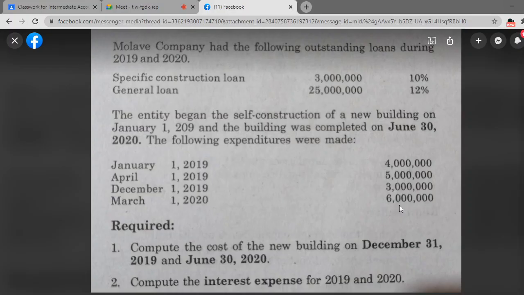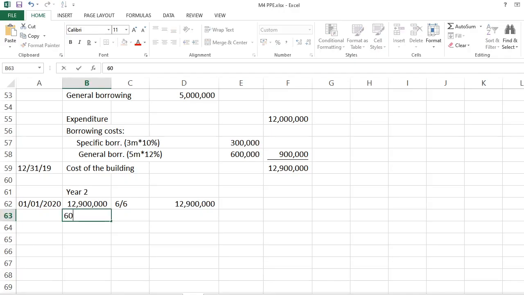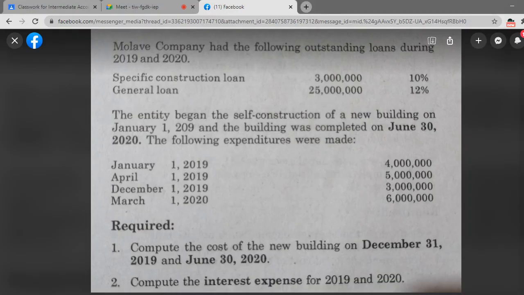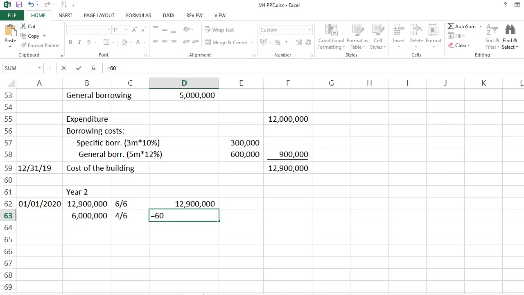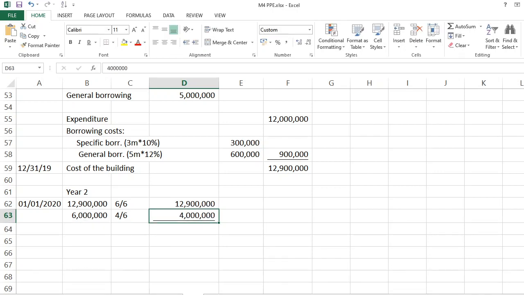Now, we have an additional cost of 6 million incurred on March 1. So, from March 1 to June 30. So, ang atong cut-off kung kanusa lang na-complete ang construction. So, March, April, May, June. March 30 ba to? Ay, March 1. March, April, May, June. So, that's basically 4 over 6. So, 6 million. So, 4 million na din. Therefore, we have an average of 16,900,000.